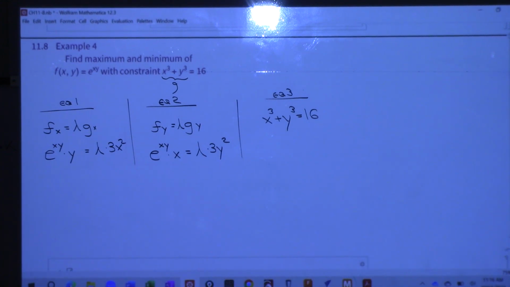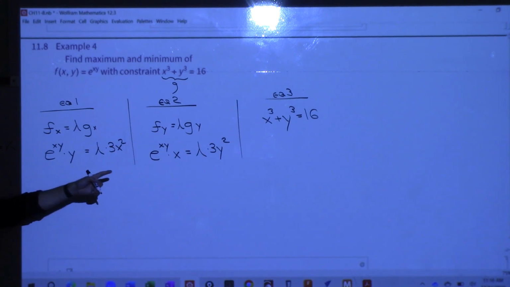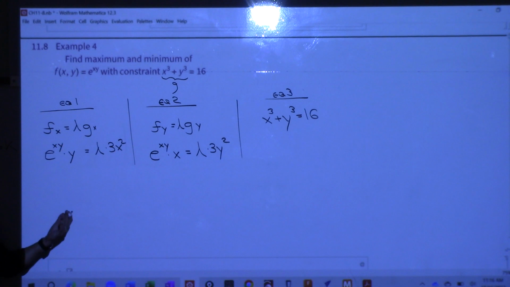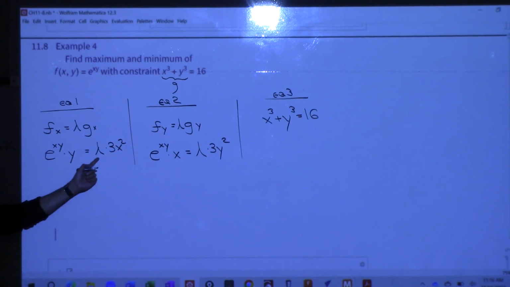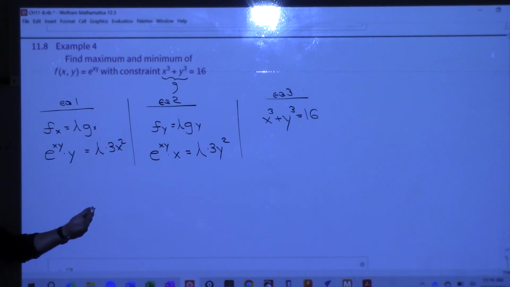Solve for lambda? We can solve. Can you solve for lambda here? Okay, can you solve for lambda there? Then we can set them equal to each other? Okay, that sounds fair. If we do that though, solve for lambda here, you have to divide by what? 3x squared, which means you have to promise me x is not 0.